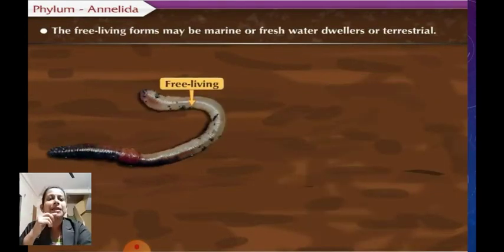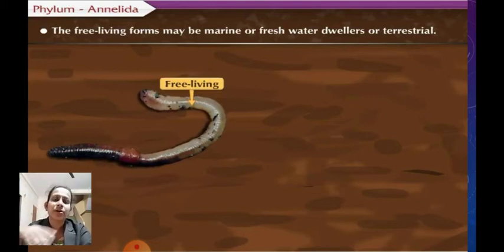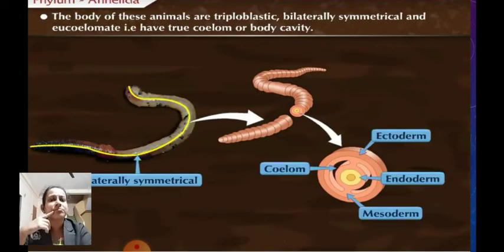When they are found in free form, they are either in marine water or fresh water, or the earthworm is a terrestrial organism. The body of these animals again is triploblastic, metamerically segmented, bilaterally symmetrical, not acoelomate. They have the presence of a true coelom. That means they are also called eucoelomates.